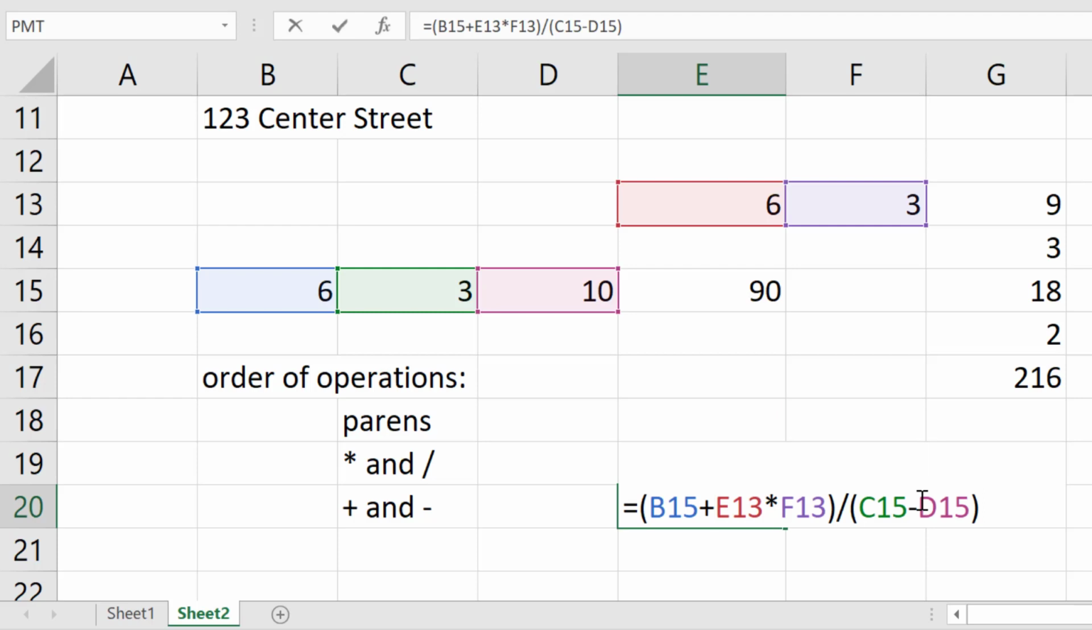Primarily, if you're not sure how the order of operations is going to work in your formula, then use parentheses to clarify it so that it's very obvious. And I can nest parentheses inside my parentheses. If I wanted this addition to happen before the multiplication, I could go in there and do that, and now B15 plus E13 happens first, then it multiplies, then it does the subtraction, and then it takes the answer from this side and divides it by the answer from that side.